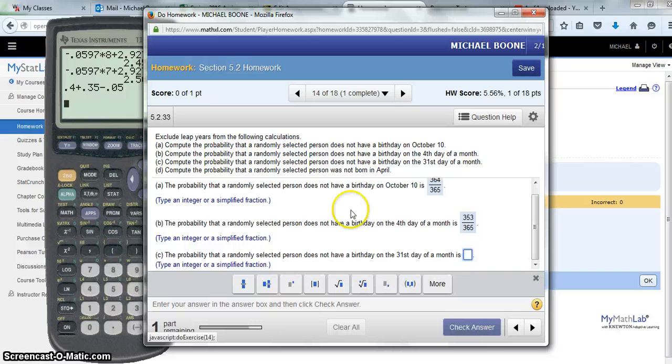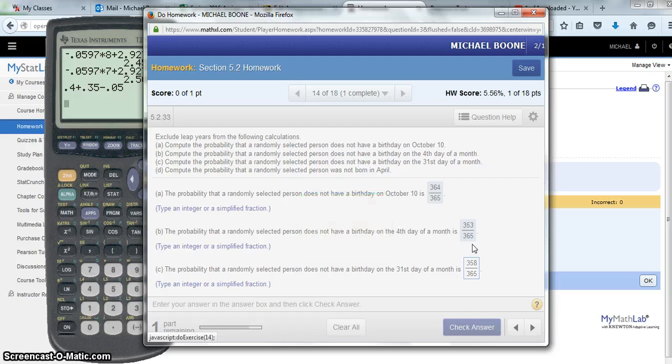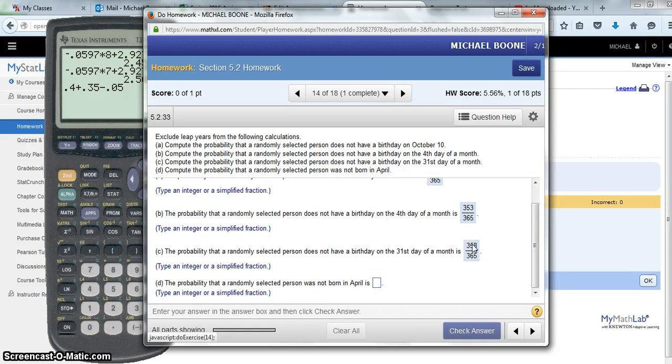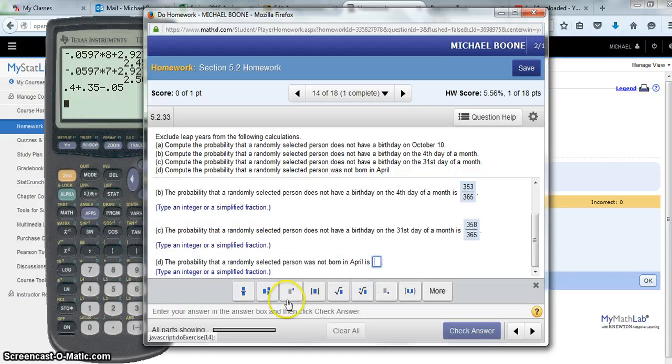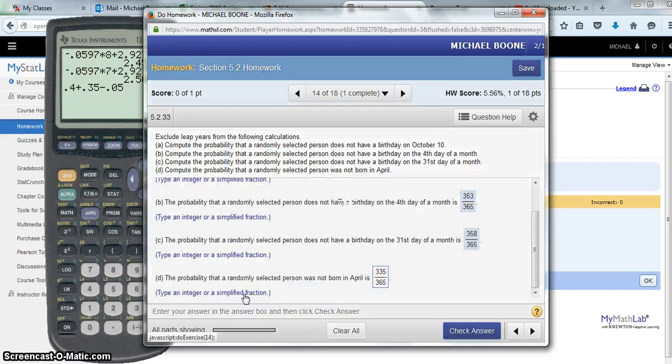So again, this is a does not have a birthday on the 31st. So if there are 7 months that have a 31st day, that would bring me down to 358. So 365 minus the 7 over 365. And then lastly, it was not born in April. We just said that April has 30 days. So I don't want to include April. So that would be 335 out of the 365.